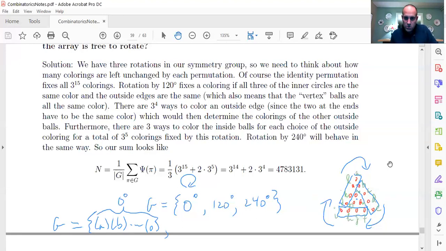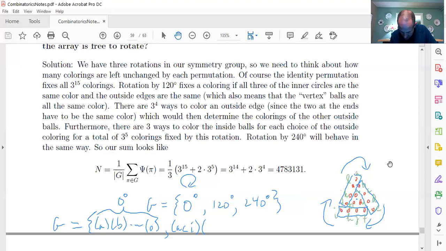Okay, what about 120-degree rotation? Well, where does A go? A goes to C. C goes to I. Okay, and I goes back to A. Close it off. Okay, what's the next one?